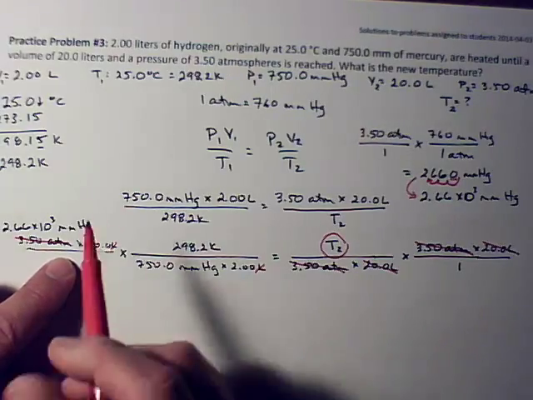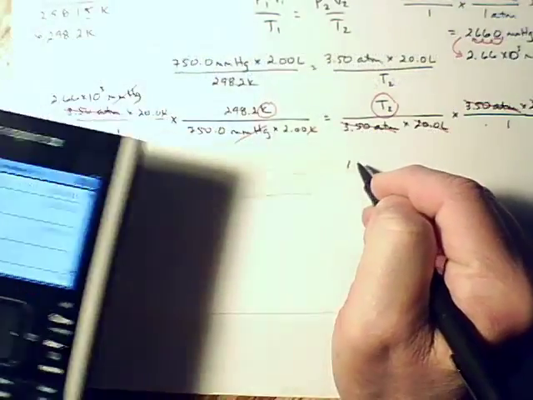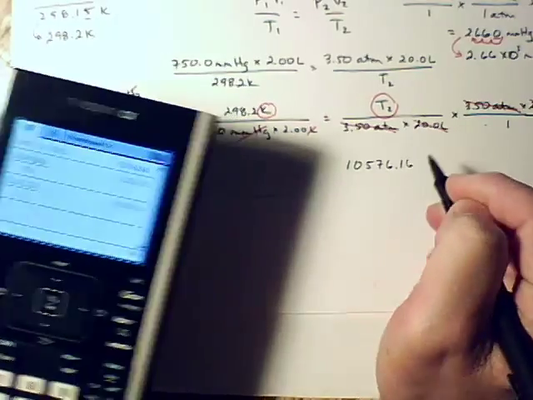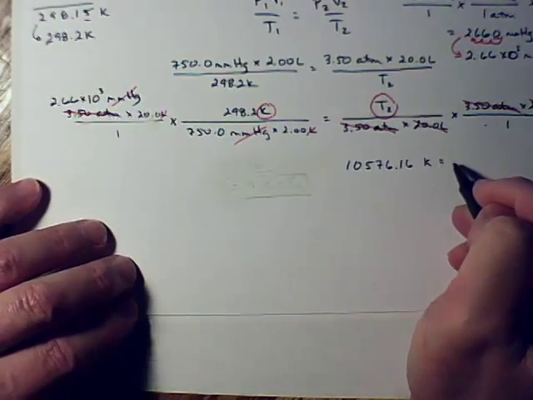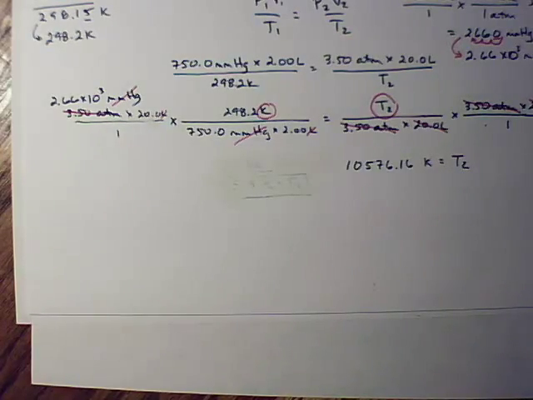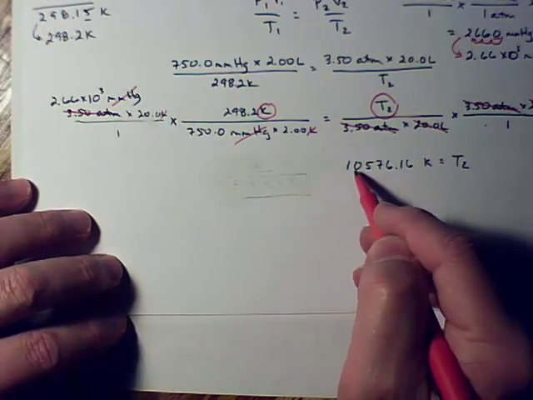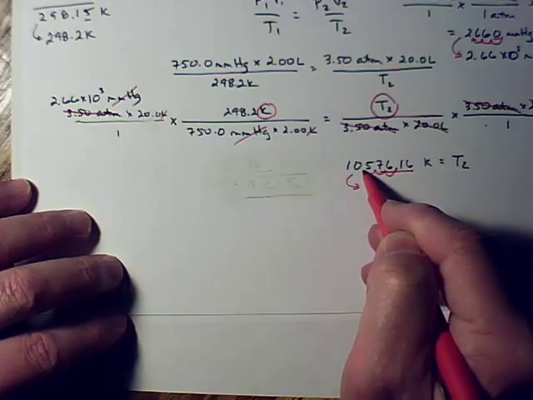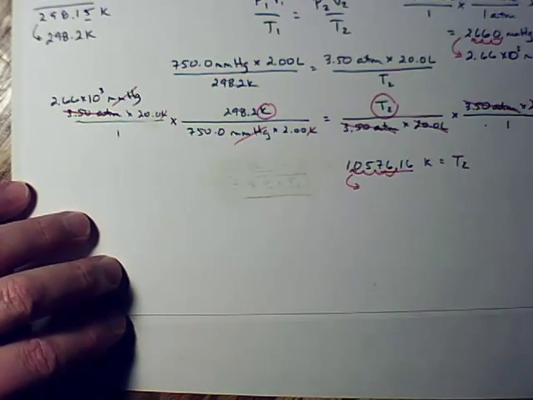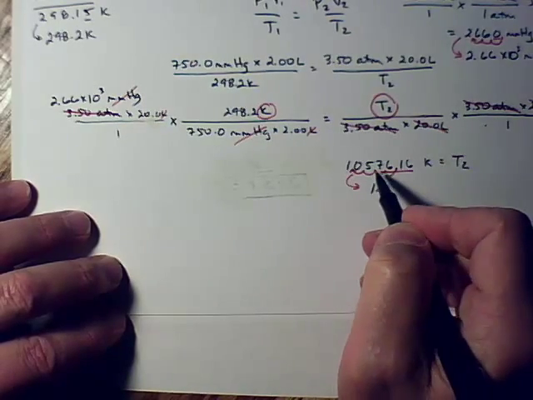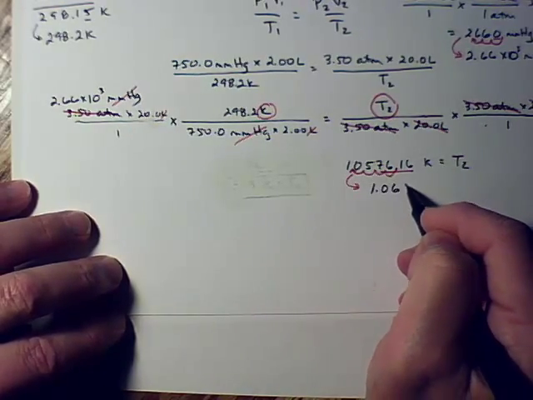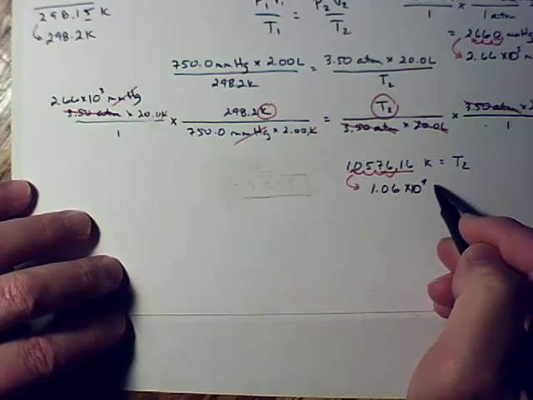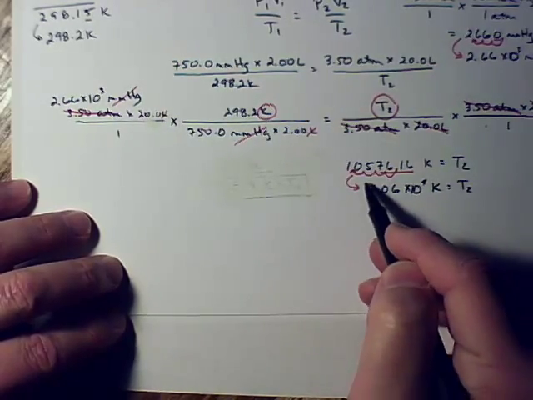Well, actually, now we can see we can cancel out millimeters of mercury. So we got 10576.16 Kelvin equals T2. Still need 3 significant digits. 1, 2, 3, underline everything else, and round off. Decimal place gets moved 1, 2, 3, 4 places. So 1.07 makes the 5 round up to a 6 times 10 to the 4th, Kelvin equals temperature 2.